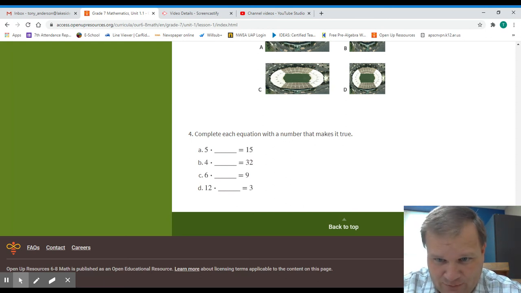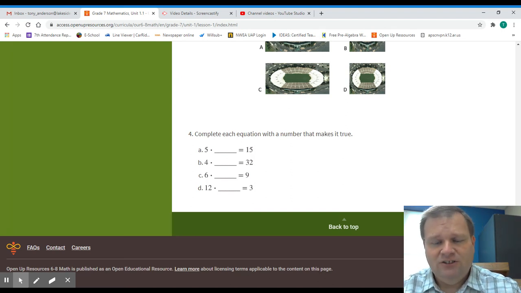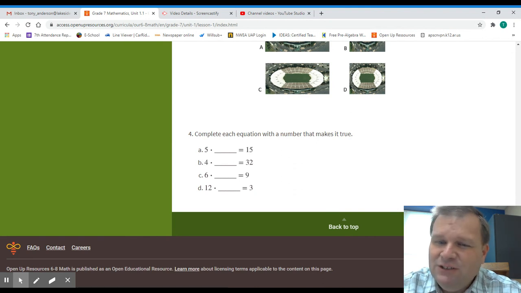And then 12 times what is 3? And you may think, well, you can't multiply 12 by anything to get 3 because usually in multiplication things get larger. But here it gets smaller, so that means we have to think in fractional pieces. The answer to this one would be 12 times 1/4.